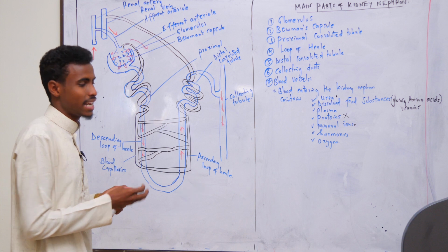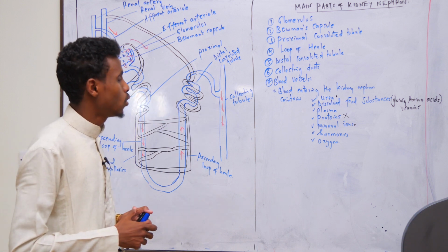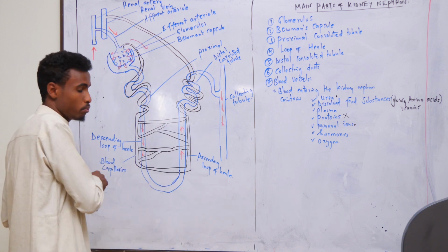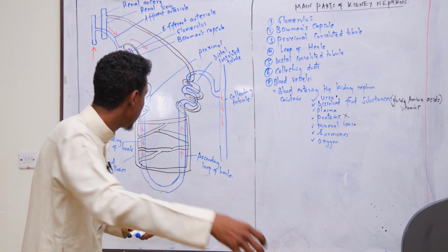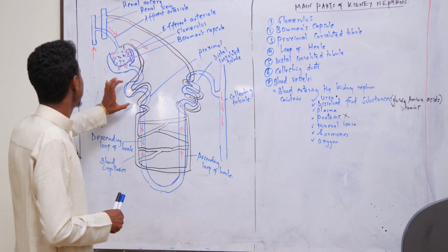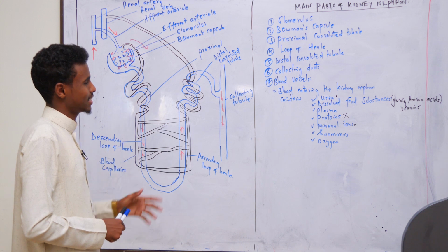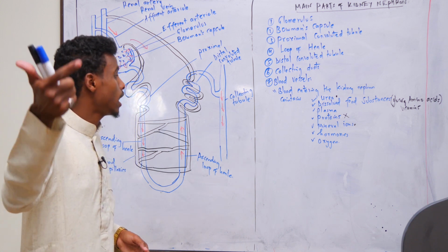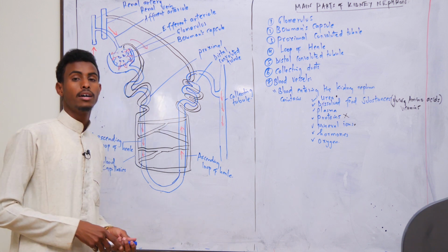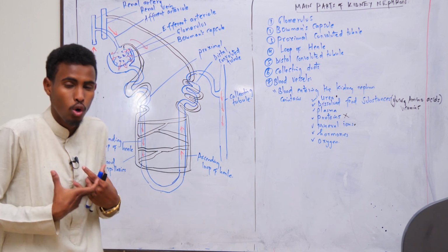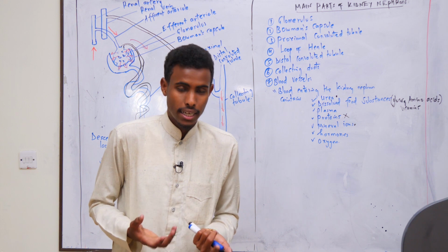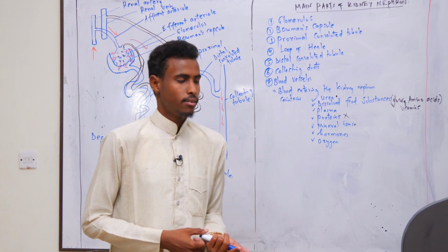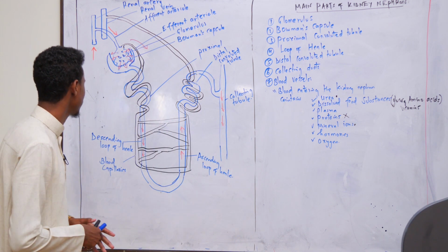Now, substances like urea will not be taken back to the bloodstream. Here we said that in the proximal convoluted tubule, substances like vitamins, glucose, amino acids, and substances that are useful to the body, cells, and tissues are reabsorbed back. Very good. Now, from there, what happens?